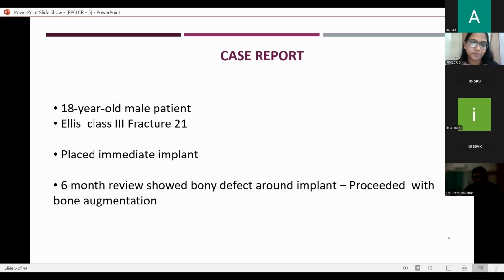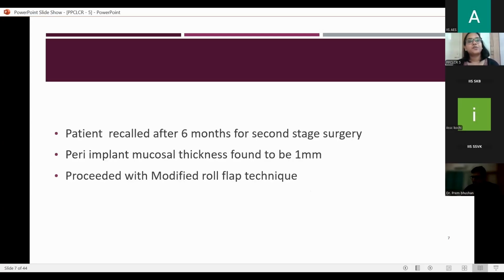This is a case of a patient which I came across during my clinical practice. An 18-year-old male patient reported with an Ellis class 3 fracture in relation to 2.1. We planned and placed an immediate implant for this patient. After a 6-month review, it showed a bony defect around the implant, and we proceeded with bone augmentation. The patient was recalled again after 6 months for second stage surgery, and peri-implant mucosal thickness was found to be 1 mm. So we planned and proceeded with a modified roll flap technique.